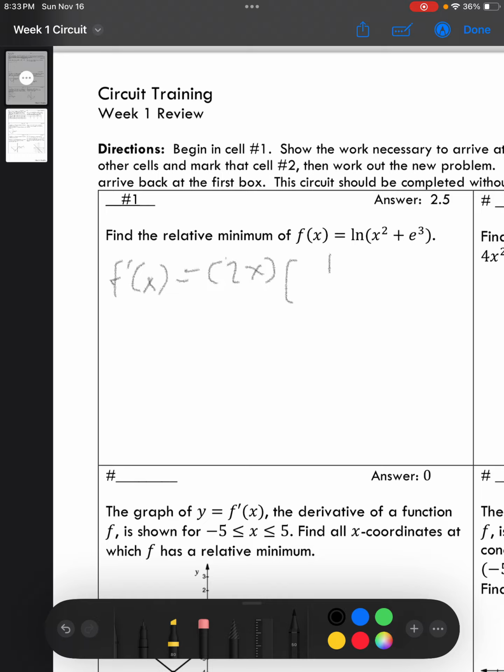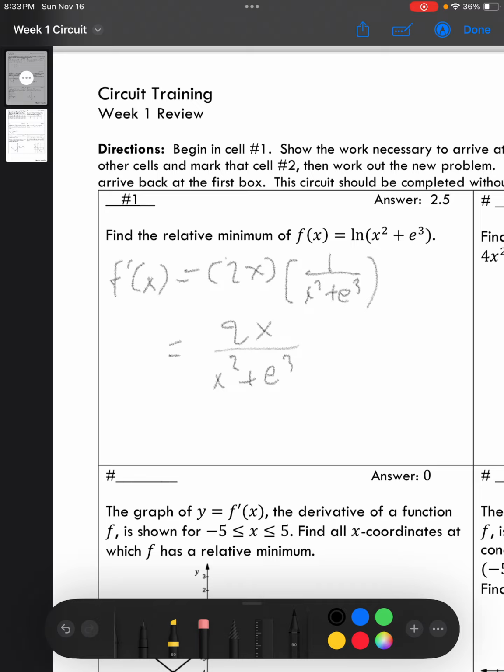Then you multiply it times 1 over x squared plus e cubed, because the derivative of ln x is 1 over x. So 2x over x squared plus e cubed is our derivative function. So we need to find the critical values and test it on a sign chart.